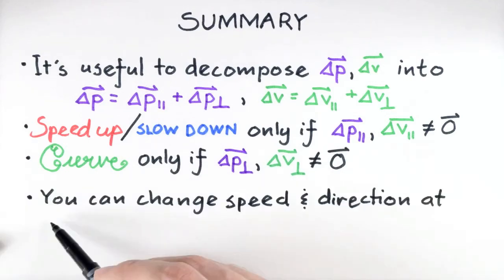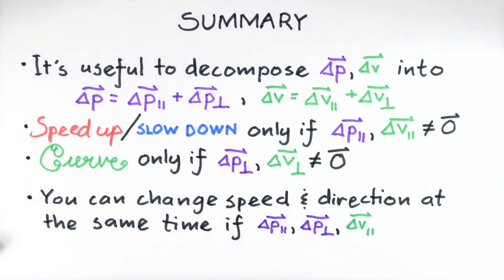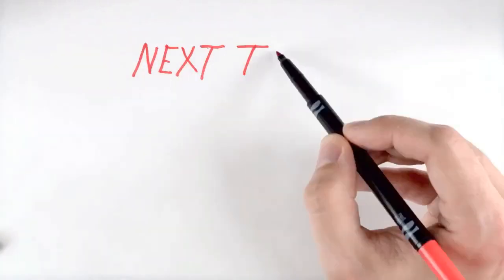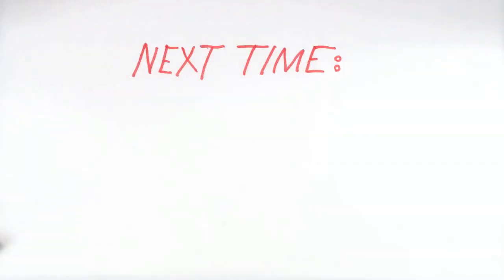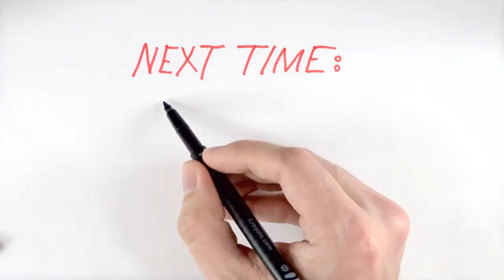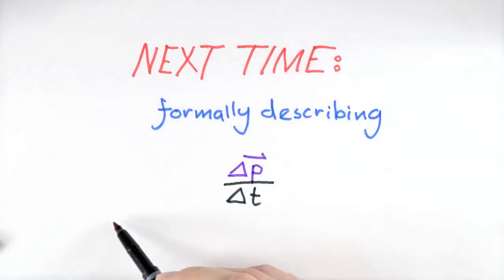Of course, parallel and perpendicular changes can be non-zero both at the same time, in which case we would have a combination of speeding up or slowing down and curving motion. Next time, we'll provide a more formal way to describe this by examining the ratio, the change in momentum over the change in time.